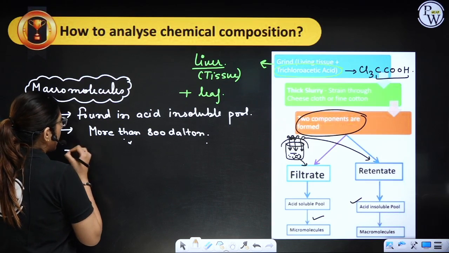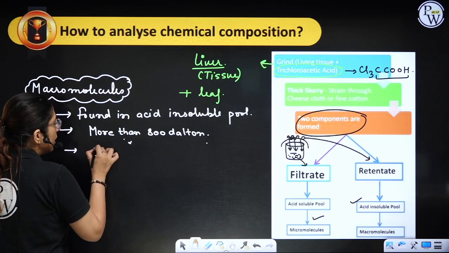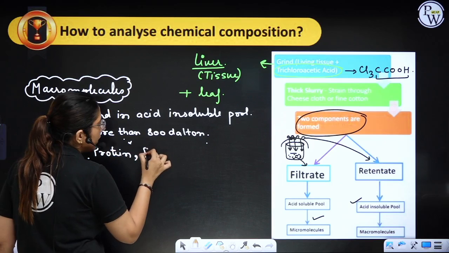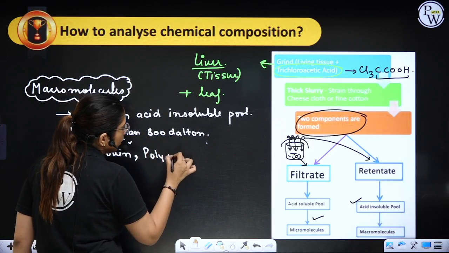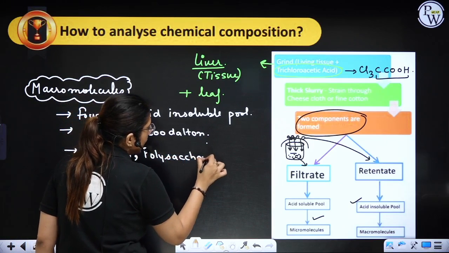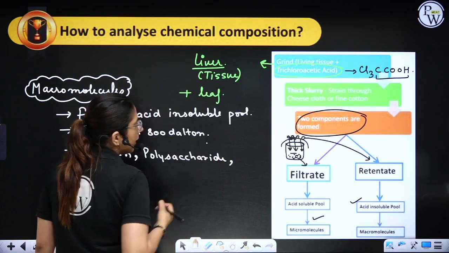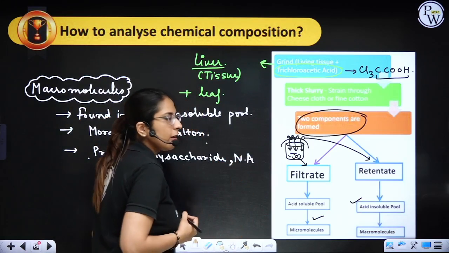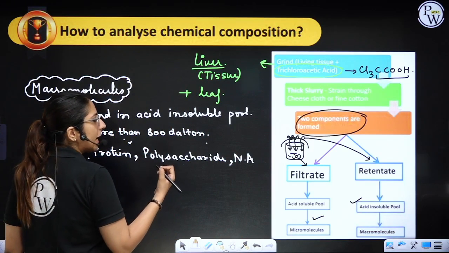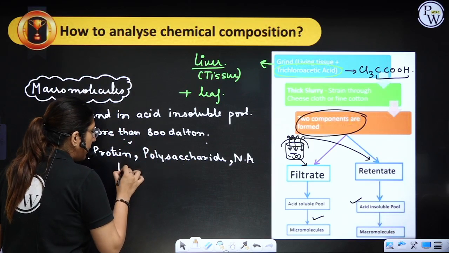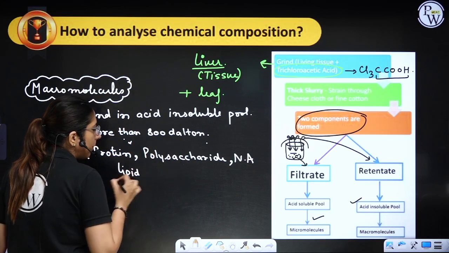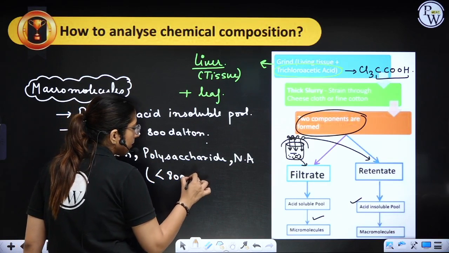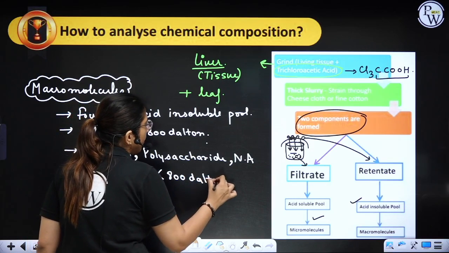In this case, we have various examples. Here you will find protein, the polysaccharide or complex carbohydrate, and nucleic acid, which I'm writing as NA. What else other than nucleic acid? The lipid also. But one thing you should remember: lipid size is less than 800 Dalton, but they are still kept under the macromolecule category.